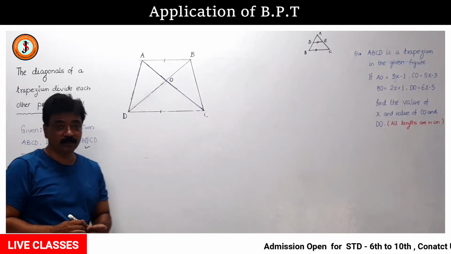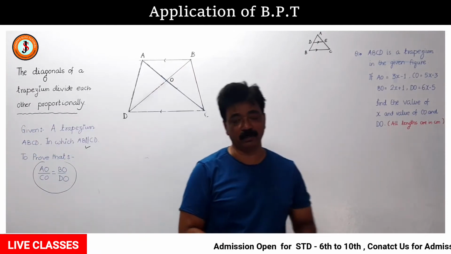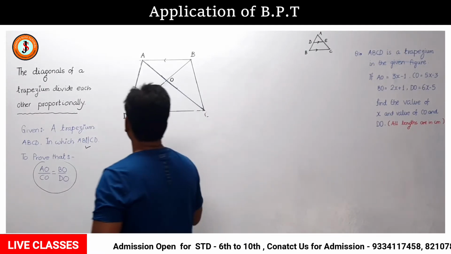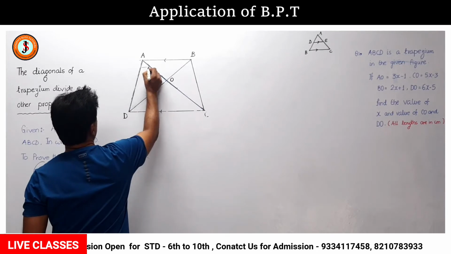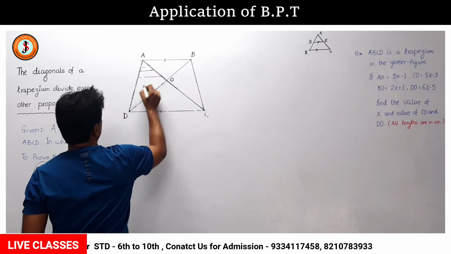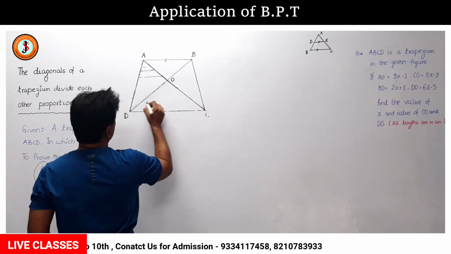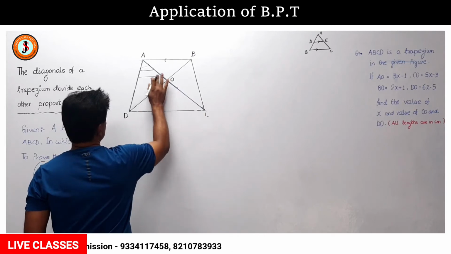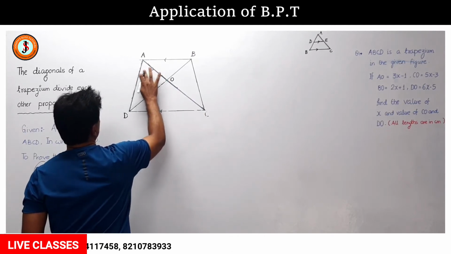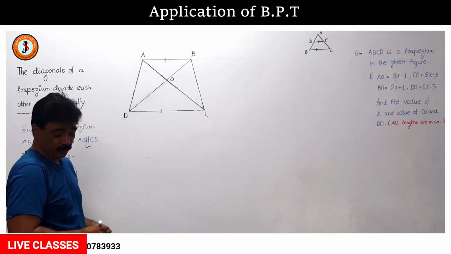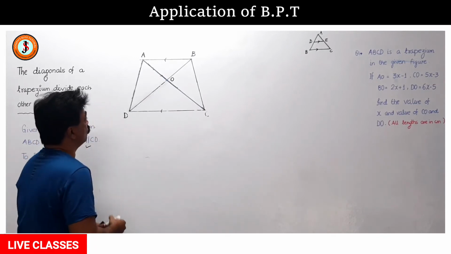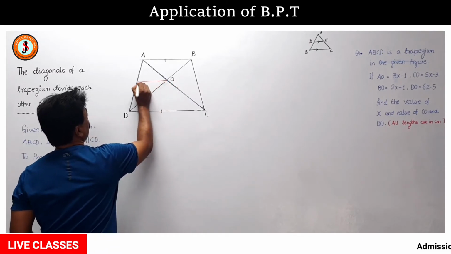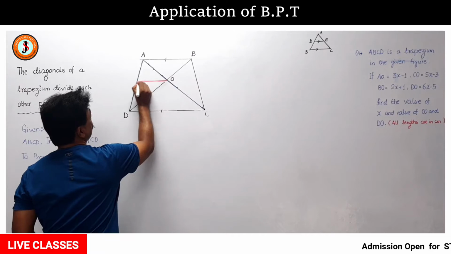So already you have learned the basic proportionality theorem. Here we have to apply B.P.T. So what we do is we take up one triangle, like this. I am taking triangle ADC. To get the B.P.T applied, we draw a line through O parallel to CD. So I am drawing a line through O parallel to CD.